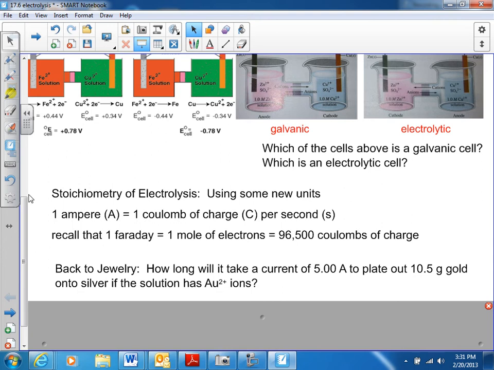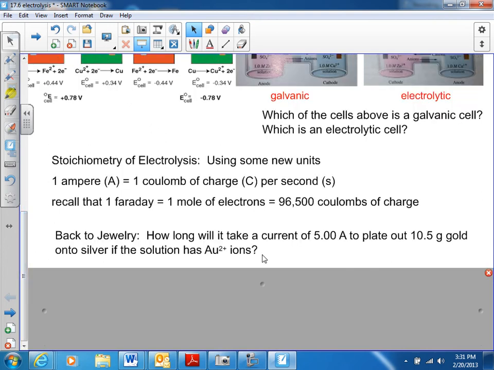So, let's talk about jewelry. How long will it take a current of 5 amps to plate out 10.5 grams of gold onto silver if the solution has gold 2+ ions? So this is totally dimensional analysis. You don't even have to think about stoichiometry. I'm going to show you the solution in just a moment. We start with our gold, and we just see what we convert.